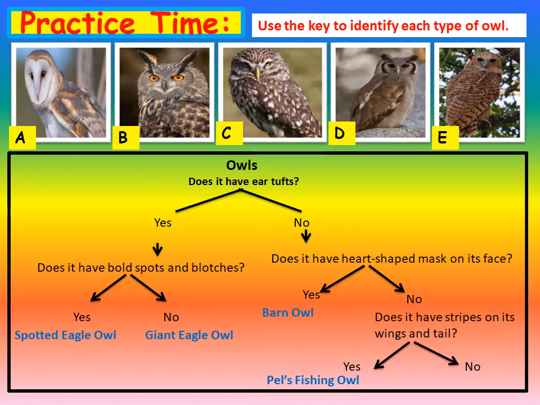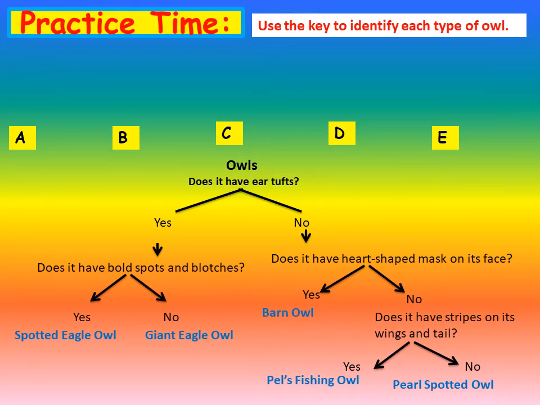How about the owl that doesn't have a heart-shaped mask on its face and doesn't have stripes on its wings and tail? So this is the pearl-spotted owl. Now, let us identify the name of each type of owl. What is the name of picture A, B, C, D, and E?